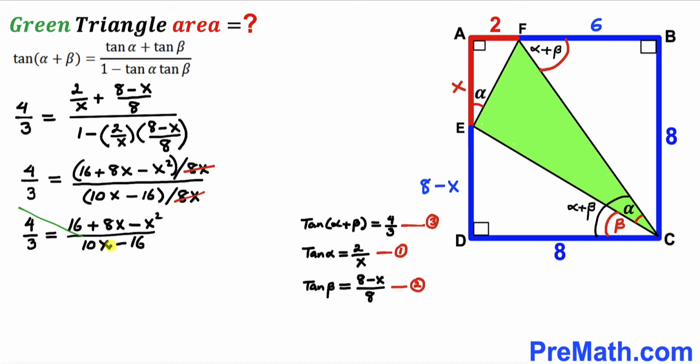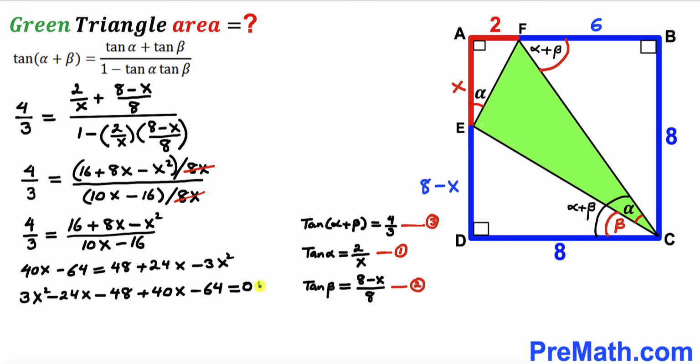And now we are going to cross multiply. So therefore we are going to get 40x minus 64 is going to be equal to 48 plus 24x minus 3x squared. And now we are going to move all these terms to the other side, as you can see in this next step.